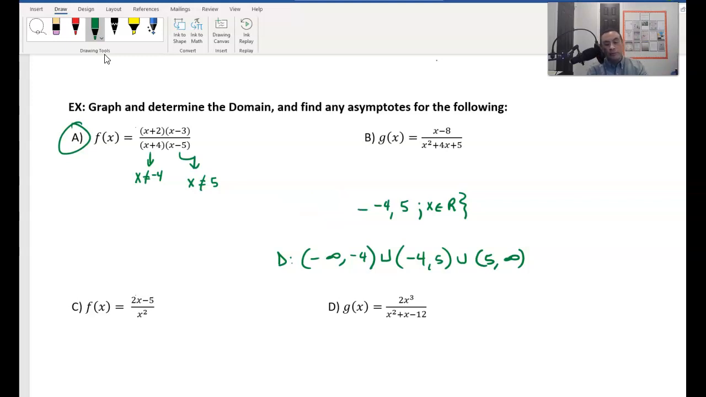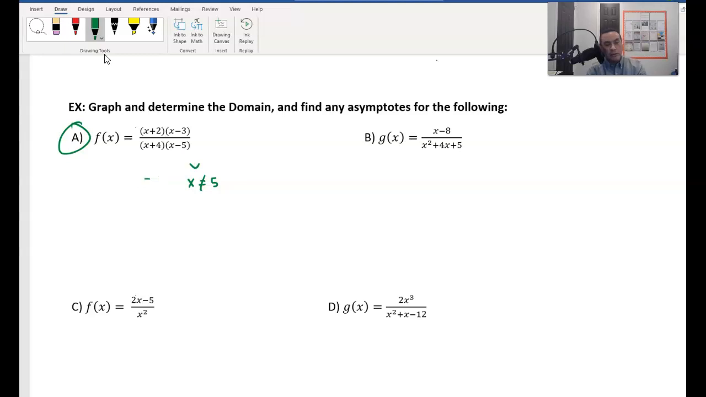You will be responsible for writing the domain in either notation. Remember that the assignments are in multiple choice. Your tests are sometimes multiple choice, sometimes free response. So just be able to answer that. That's how you answer the domain.